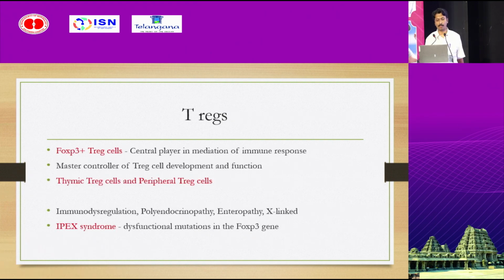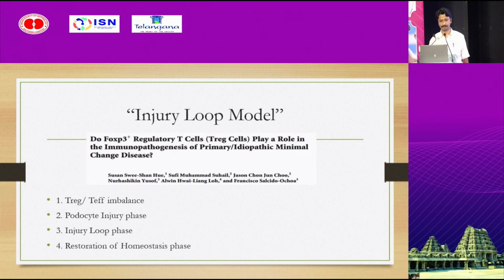So, the most common T regulatory cells which play a central role in the immune response are the FOXP3 positive Treg cells. There are two types, mainly the thymic Treg cells and also the peripheral Treg cells. The importance of regulatory T cells in the pathogenesis of minimal change disease is already well known and described in the form of an IPEX syndrome, where there are dysfunctional mutations of the FOXP3 gene causing the classical syndrome of immune dysregulation, polyendocrinopathy, enteropathy, and it is also X-linked.